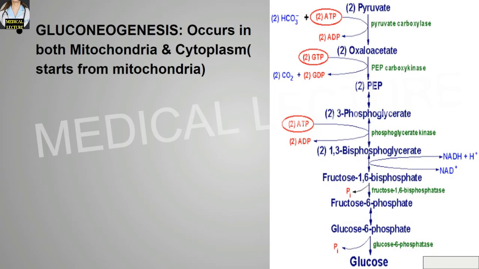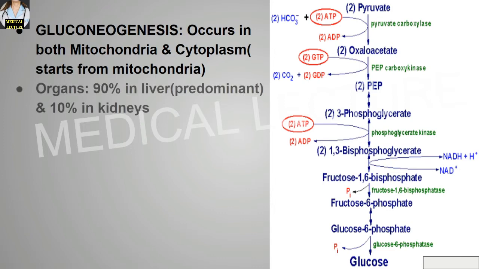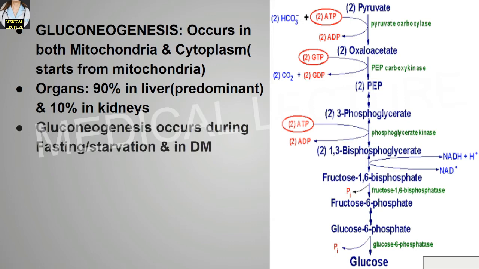First of all, the gluconeogenesis pathway. This particular gluconeogenesis pathway occurs in both the mitochondria and the cytoplasm. It basically starts from the mitochondria. Now, the organs performing gluconeogenesis: remember, 90% occurs in the liver, the predominant one, and 10% in the kidneys. Gluconeogenesis occurs during the fasting or starving condition and also in the diabetes mellitus patient.